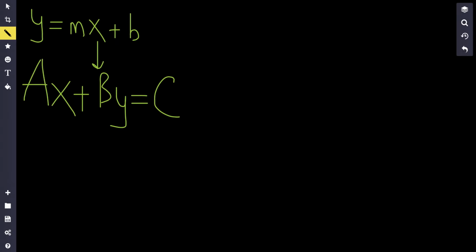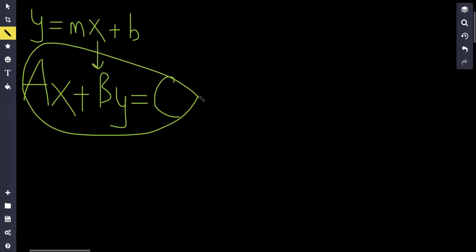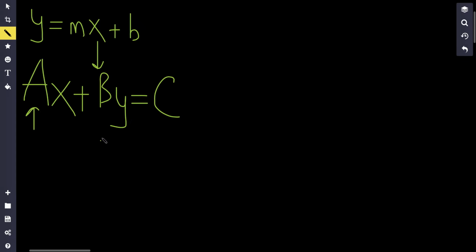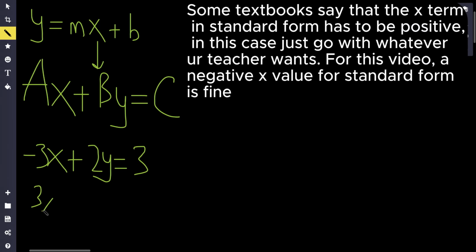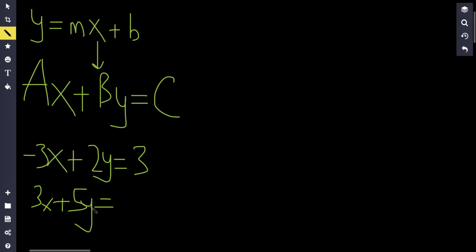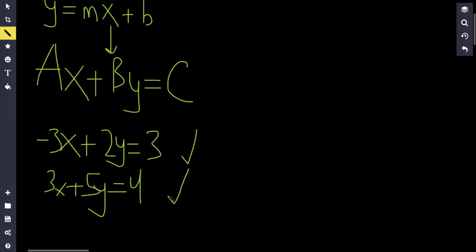How do I convert from the form y = mx + b of a line to the standard form for a line? The standard form for a line is ax + by = c, where a, b, and c are all integers. For example, negative 3x + 2y = 3, or 3x + 5y = 4 or 5, whatever. These are examples of lines written in standard form.